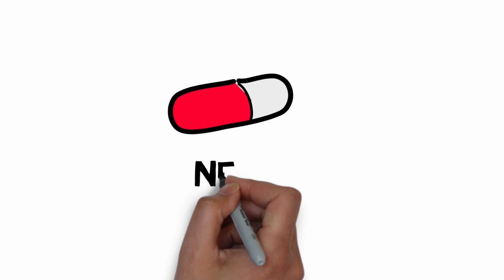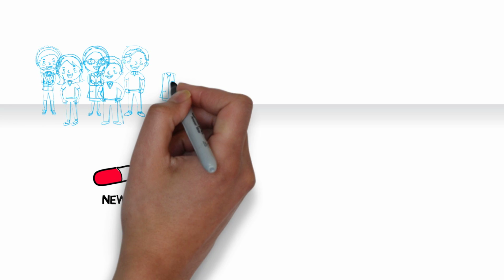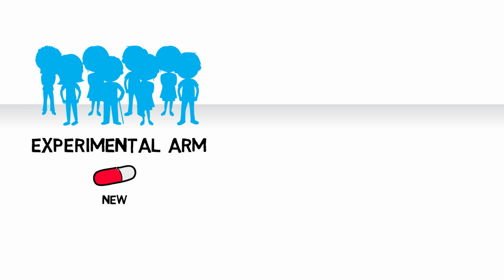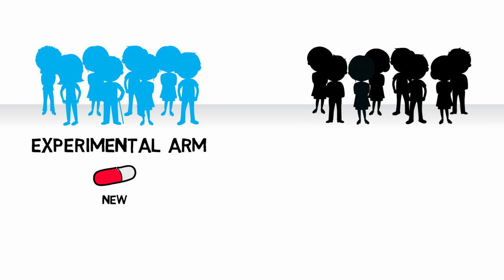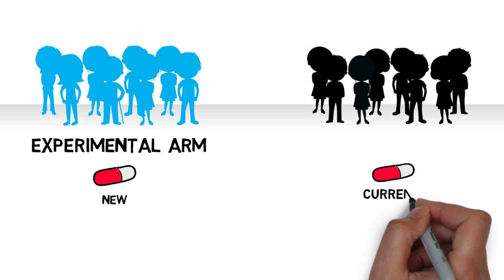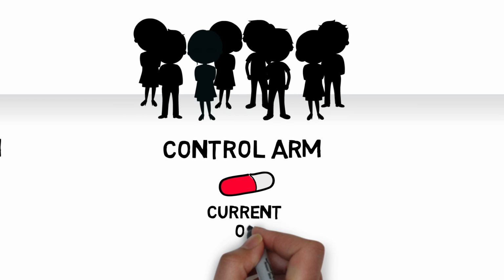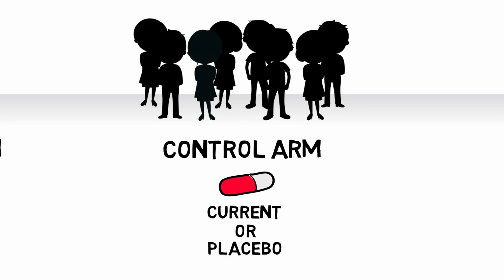For example, suppose the researchers want to see if a new antibiotic can help people fight off an infection better than a current one. They can give one group of volunteers the new antibiotic and another group the current one, and collect information comparing how they do and if they have any side effects. When a new drug is tested, sometimes volunteers in the control arm receive what is called a placebo. A placebo looks like the new drug and is taken the same way, but doesn't actually contain any medication.